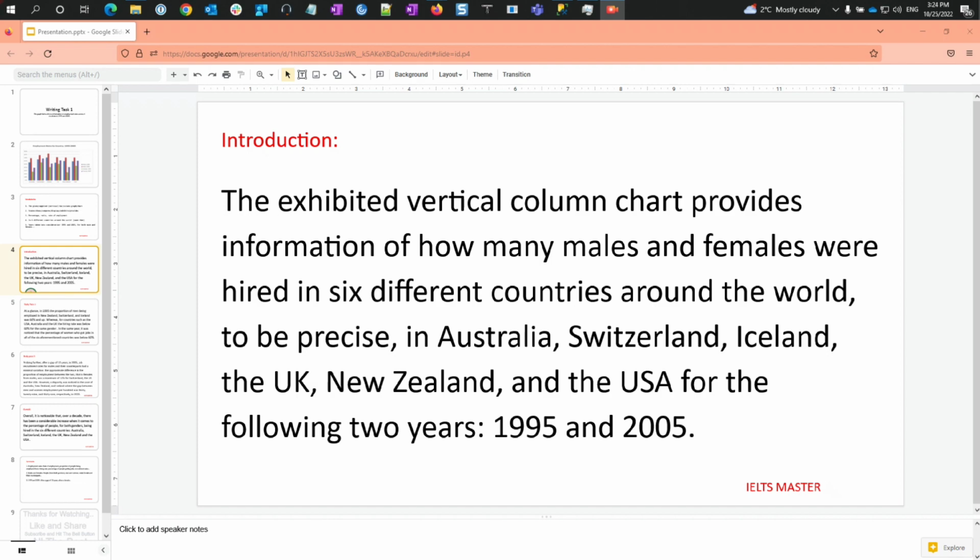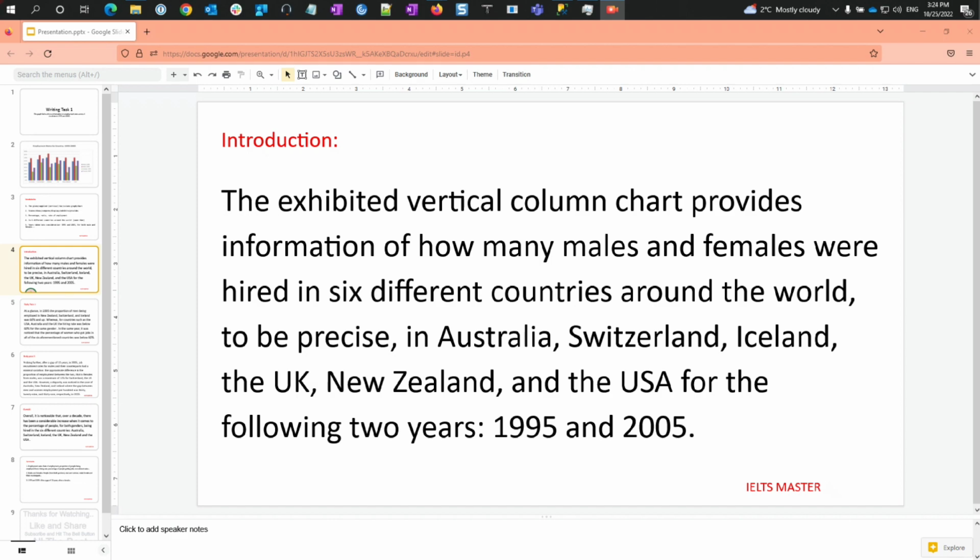So if we go back to the chart and compare what we have written, we have written the exhibited vertical column chart, and this is the given bar graph, and we have said that it provides information of how many males and females, so we can see males and females, were hired in 6 different countries around the world.